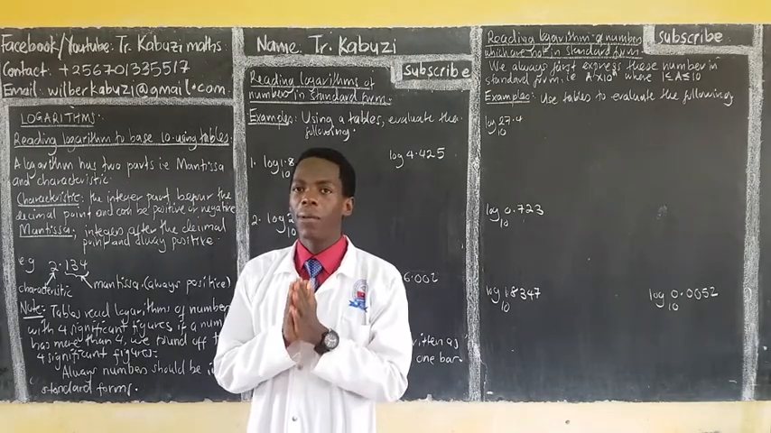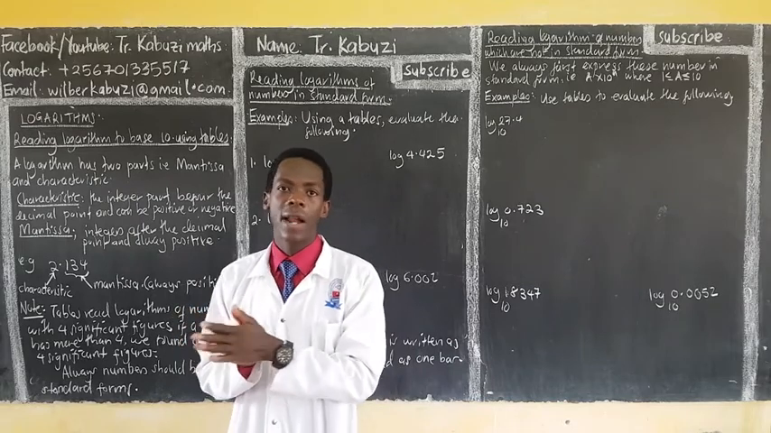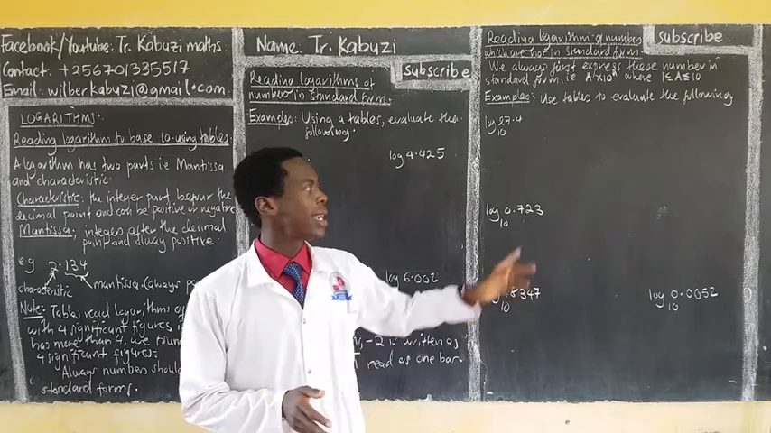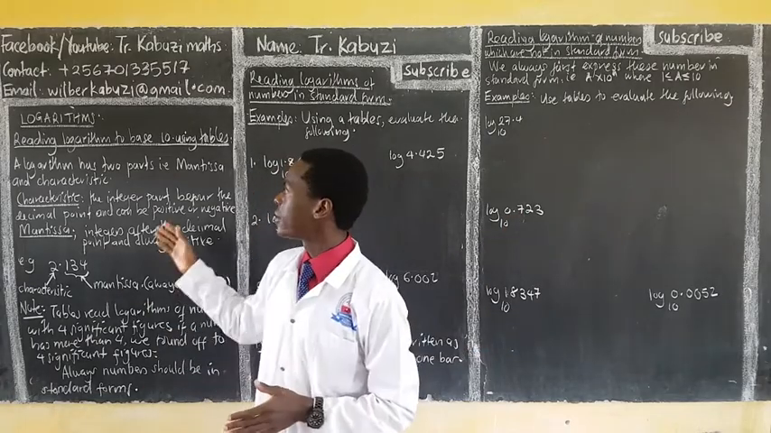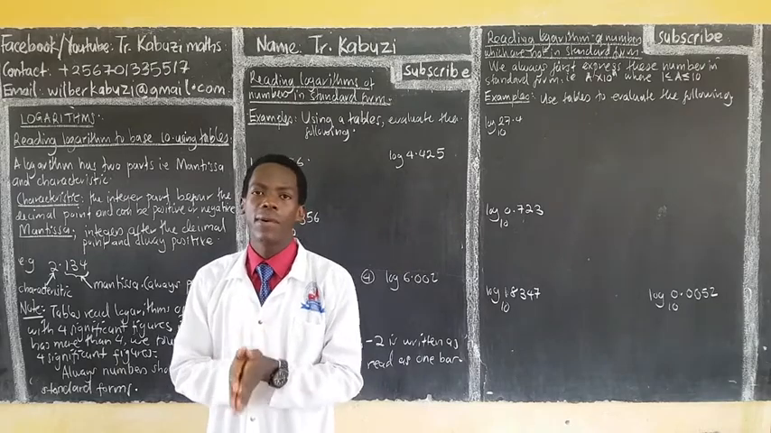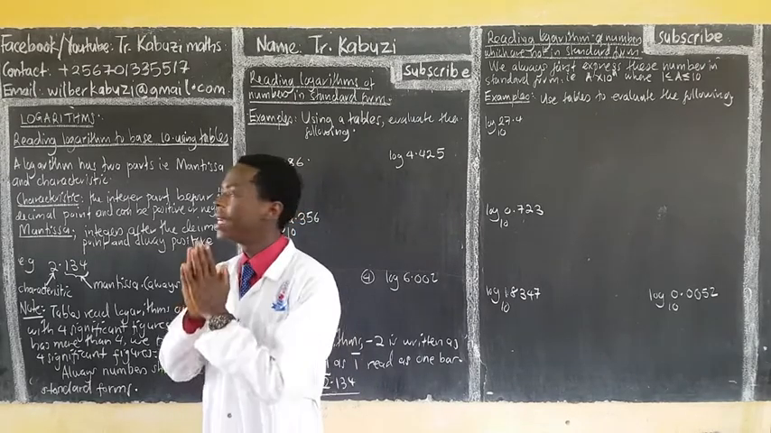Now, we have seen the part of calculating logarithms using the properties. Now we are going to apply some properties, especially on this part. But to start with, let us see how we read these logarithms in the log tables. Some people call them logarithm tables.